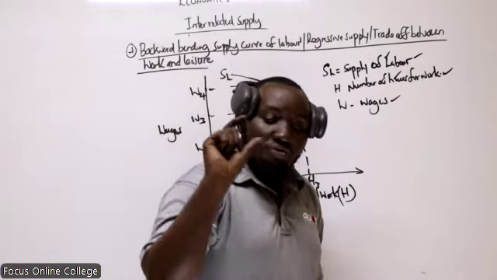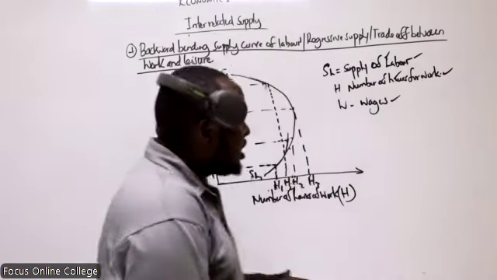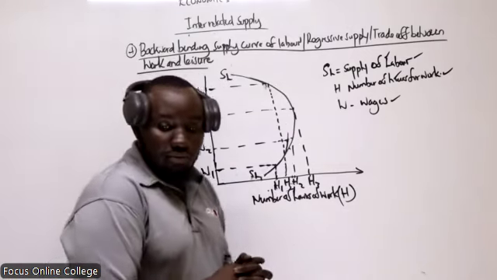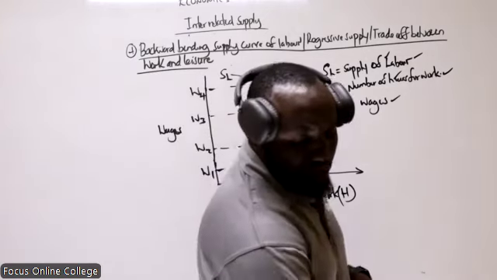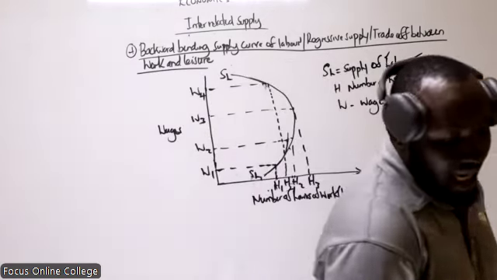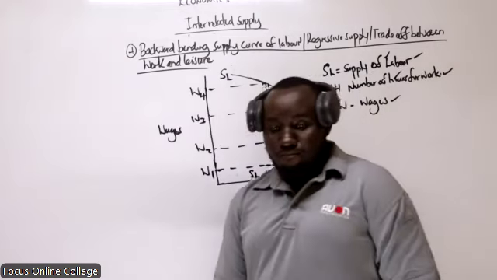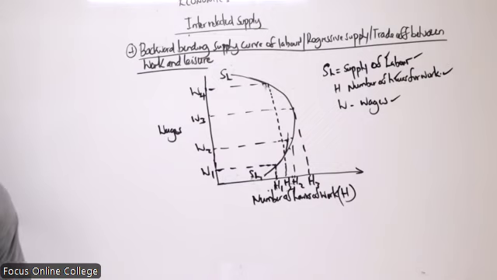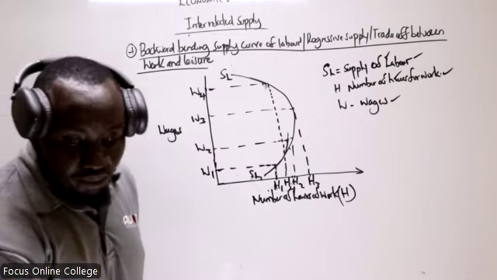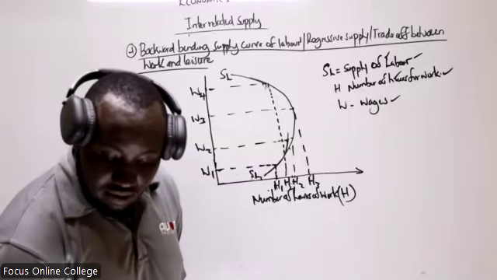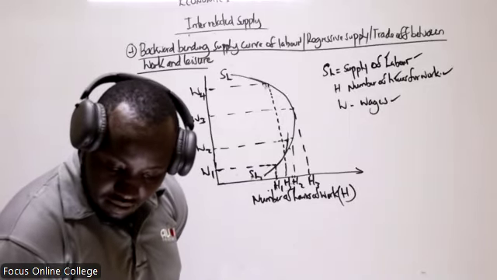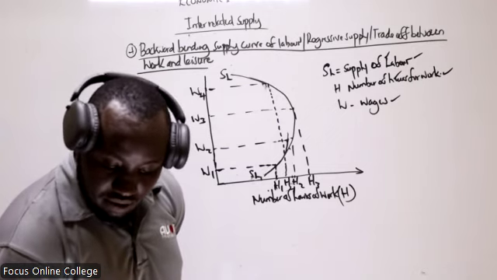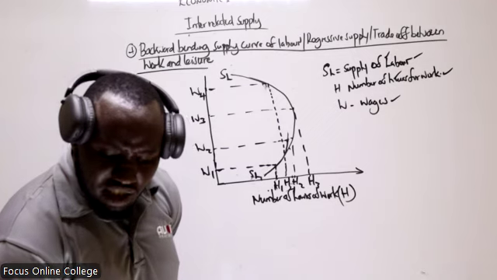So the question at the back of every economist in this class is, why would we have such a scenario? Khalif, why would you have such a scenario?